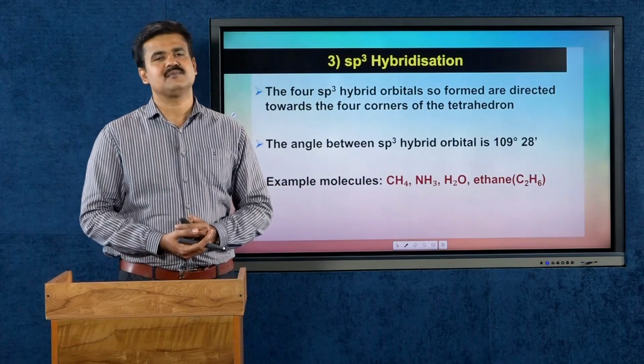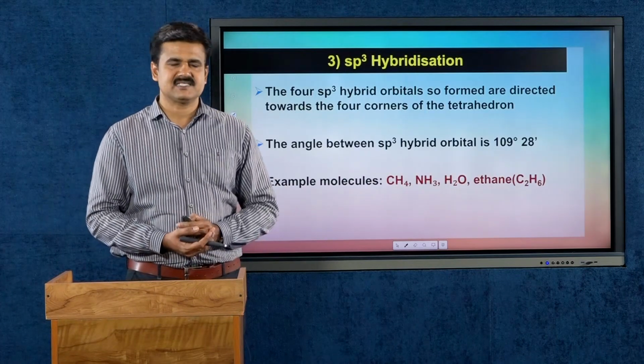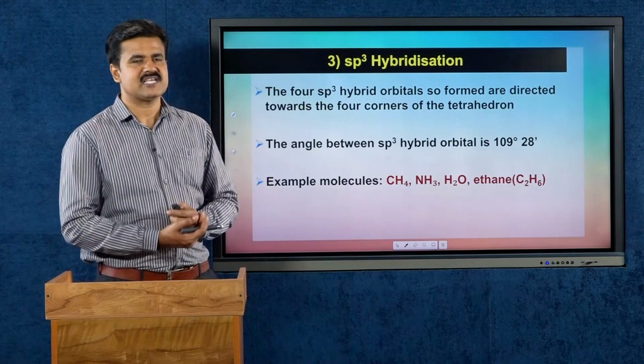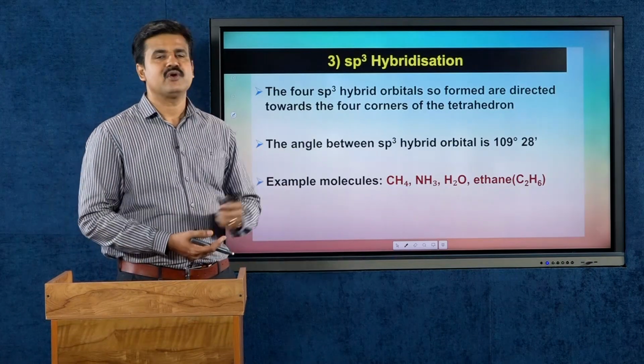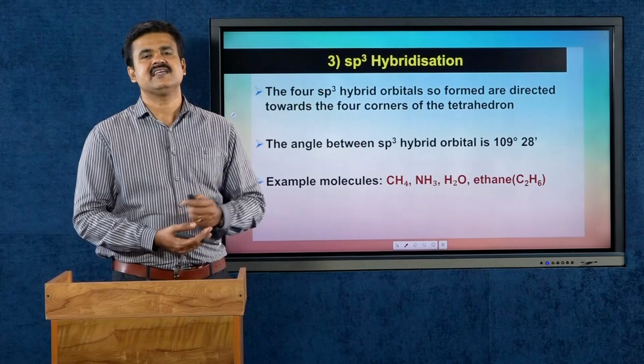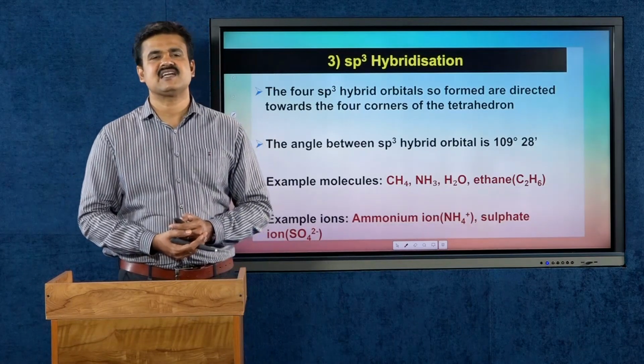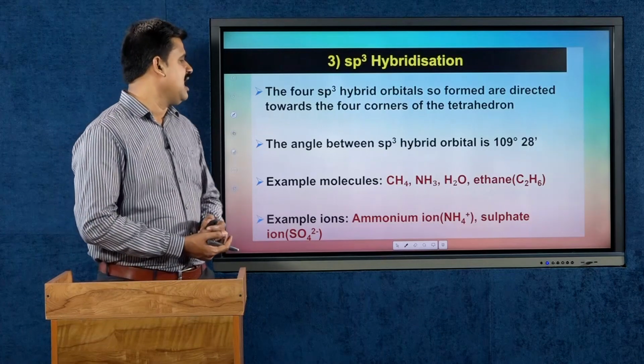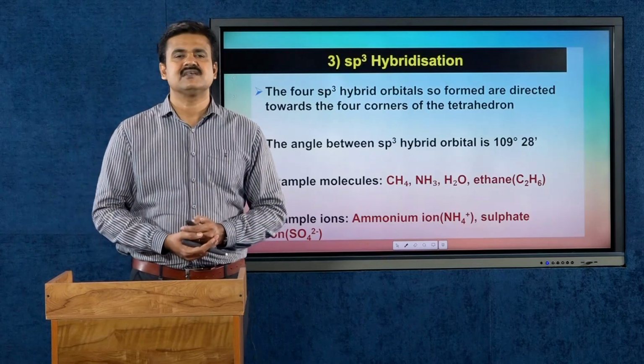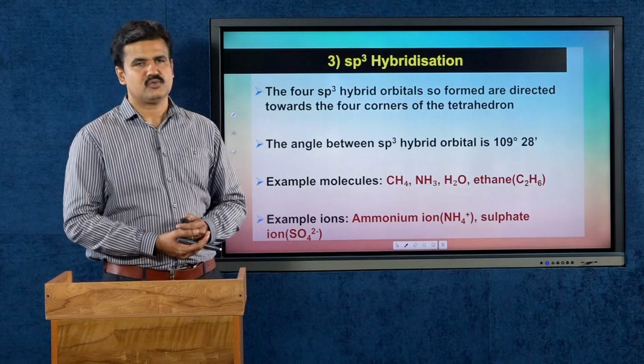There are so many examples of simple molecules with sp3 hybridization. The examples include methane, ammonia, water, and ethane or C2H6. There are some ions that also exhibit sp3 hybridization. The examples include the ammonium ion, NH4+, and the sulfate ion, SO4 2-.